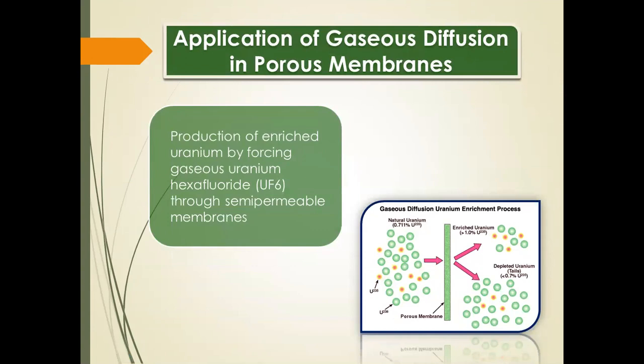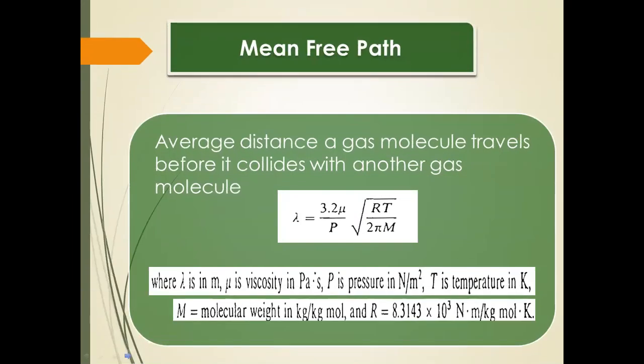Now, application of gaseous diffusion in porous membrane. It's in use in the production of enriched uranium by forcing gaseous uranium hexafluoride, or UF6, to semipermeable membranes. Now, the mean free path that was mentioned there, that is related to the pore size, is the average distance a gas molecule travels before it collides with another gas molecule.